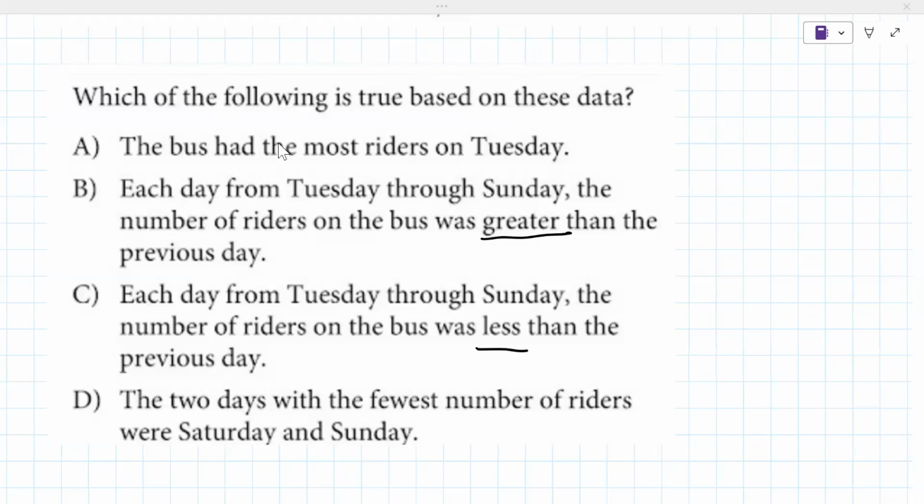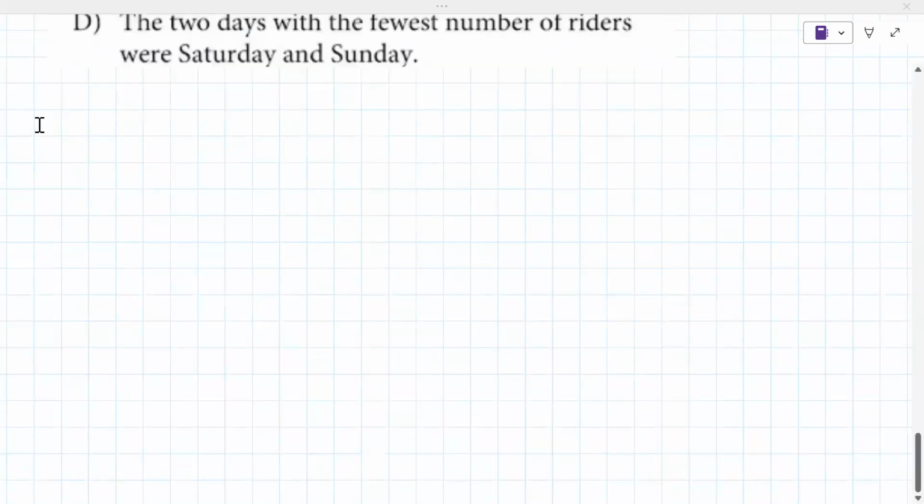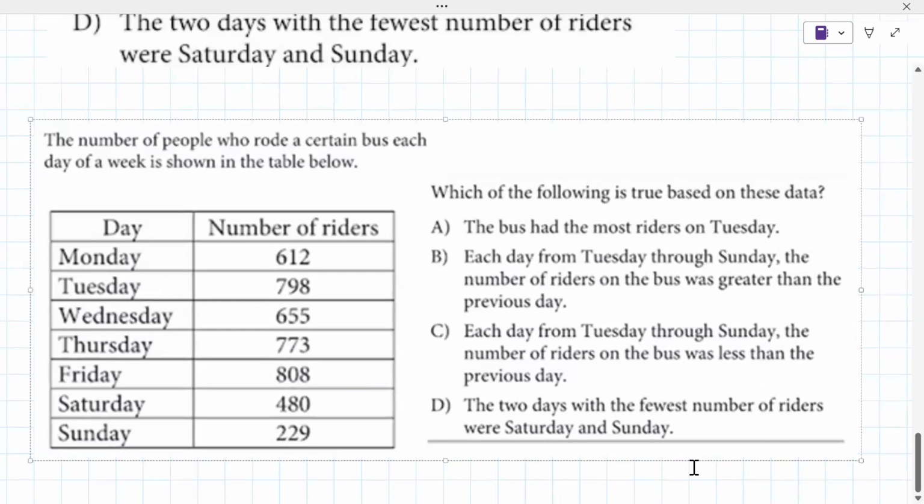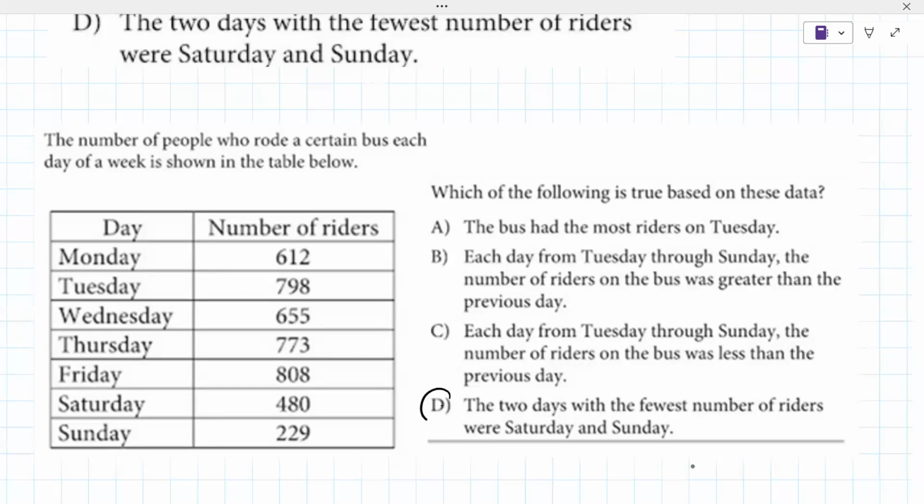And again, these are all which of the following. So here we go. Let's look at the actual question. Now that your brain is kind of thinking about it, go ahead and see if you can answer this for me, please. It's D. It is D.